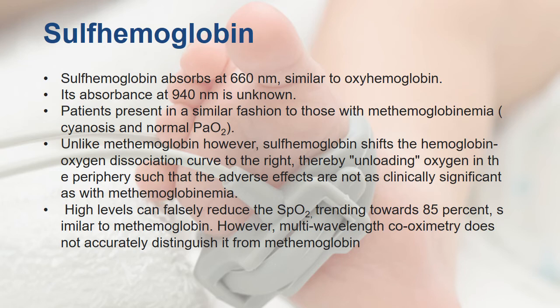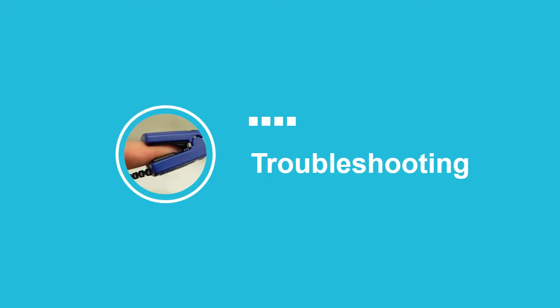So high levels can falsely reduce the SpO2, again trending it towards the 85% value. Similar to methemoglobin, however, multi-wavelength co-oximetry does not accurately distinguish it from methemoglobin as well. So again, we have to go for another test for detection of, and for differentiation between, methemoglobin and sulfhemoglobin by co-oximetry.